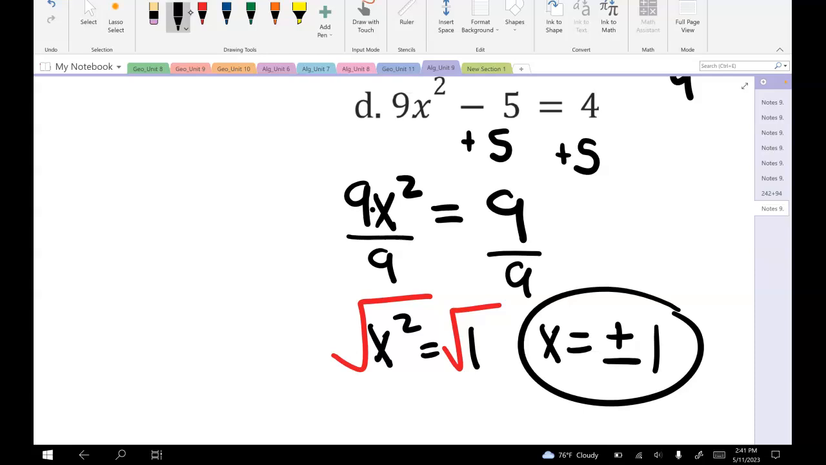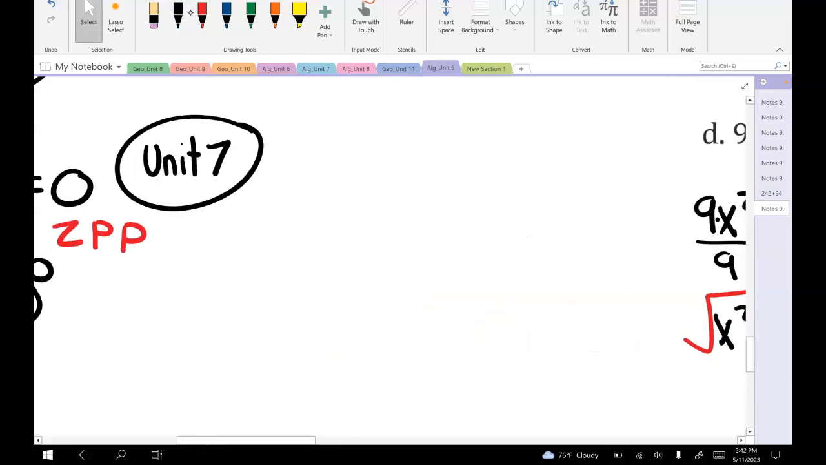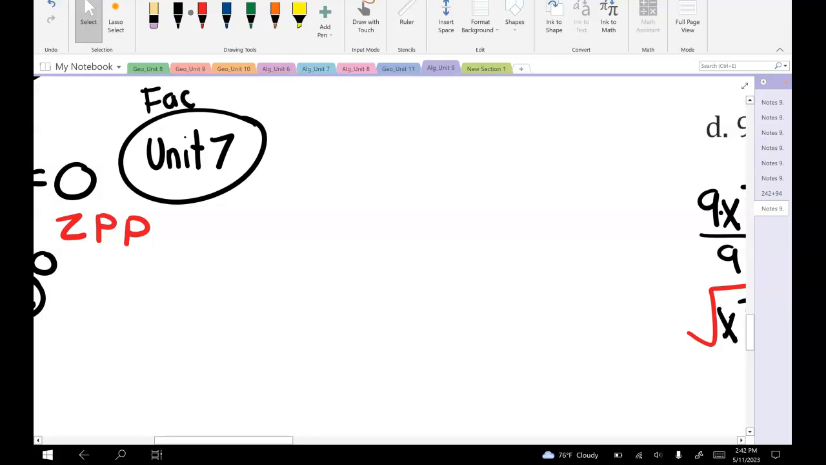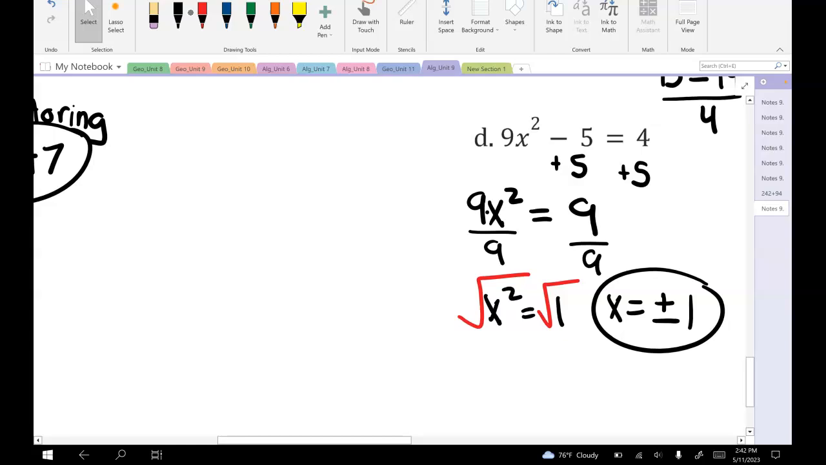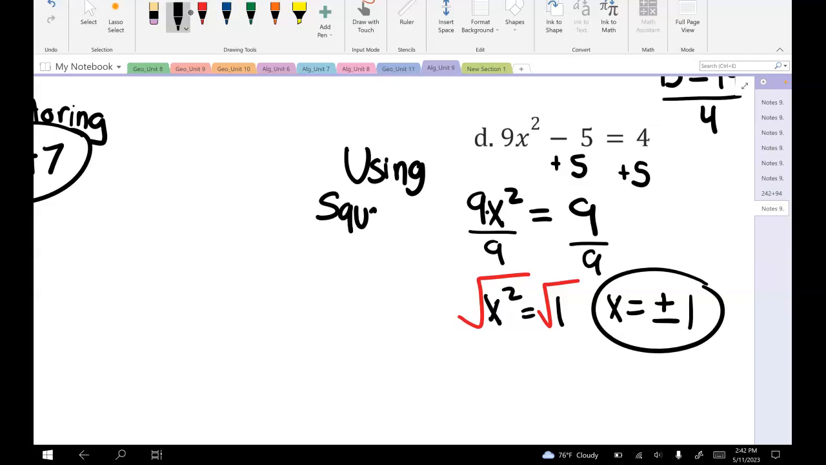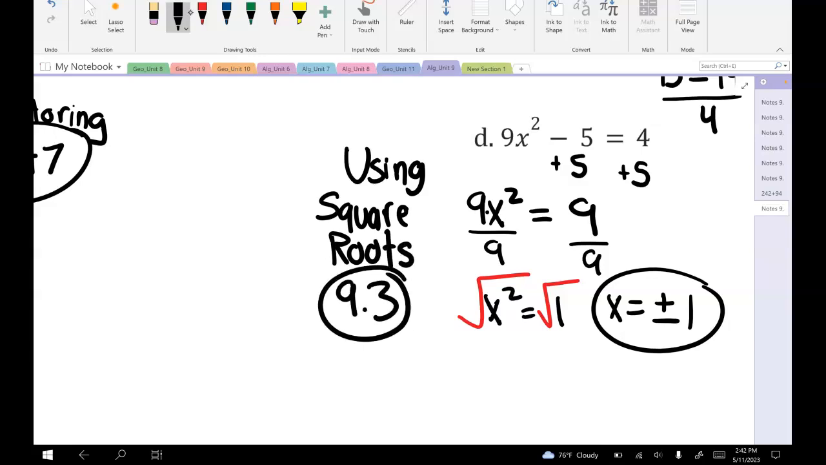Wait, the one that you circled, Unit 7, that's factoring, sorry. I actually didn't write it. Unit 7, factoring, that was for problem C. And then problem D was using square roots. And that was section 9.3.